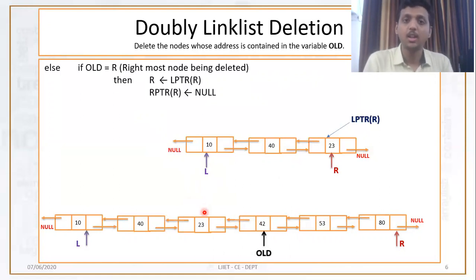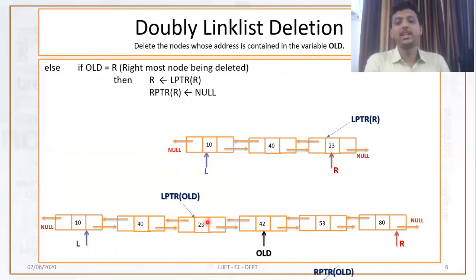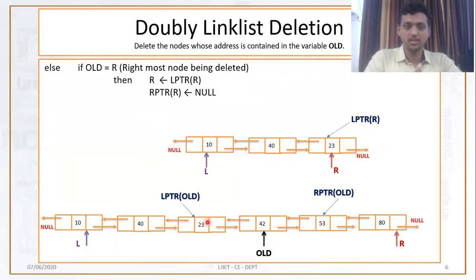But for that, for any operation on a linked list, you need names, right? If this is old, the name of this node is RPTR of old, and the name of this node is LPTR of old. So this node is known as LPTR of node, and this node is known as RPTR of node. So here I already have the names of both nodes.